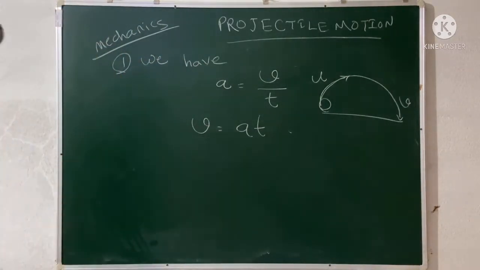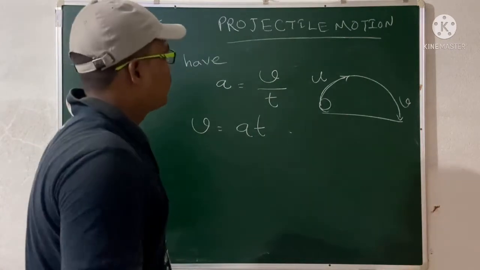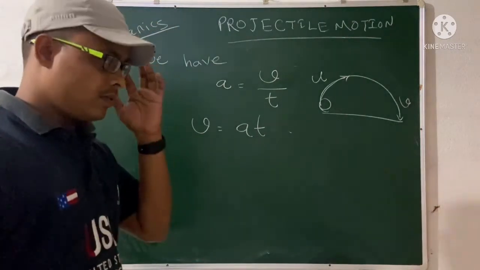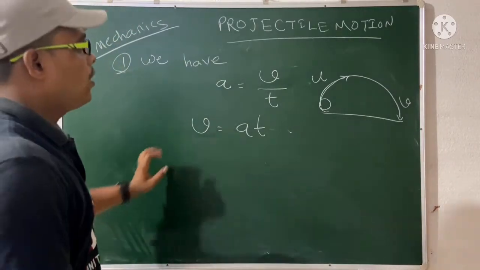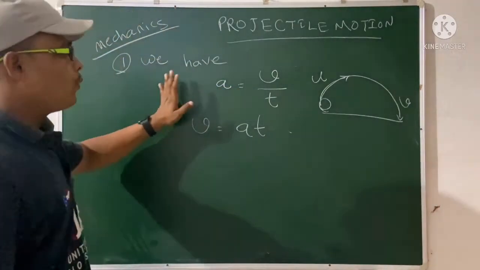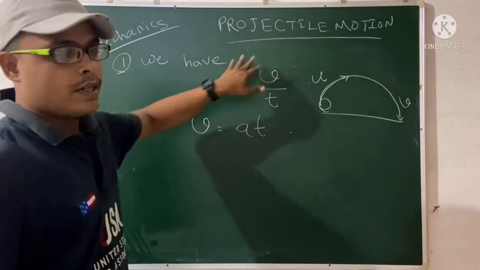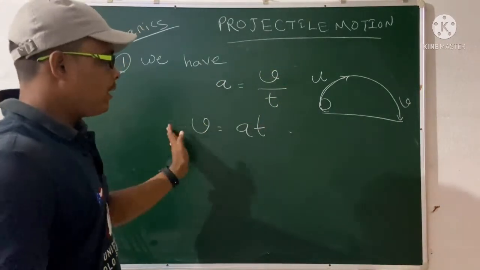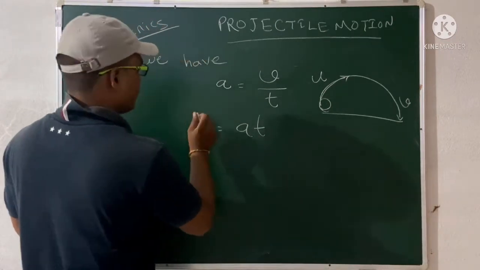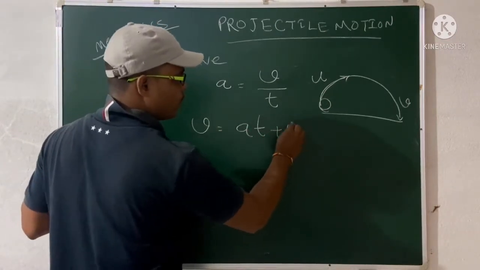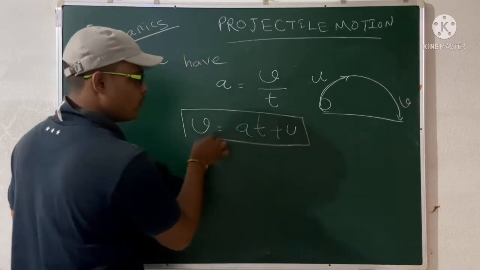Okay, so let's erase it. What is the mechanics behind the projectile motion? In mechanics we have acceleration, which equals velocity by time. We know this. So what is velocity? Acceleration into time. But in the mechanics case, we write that v equals u plus at.